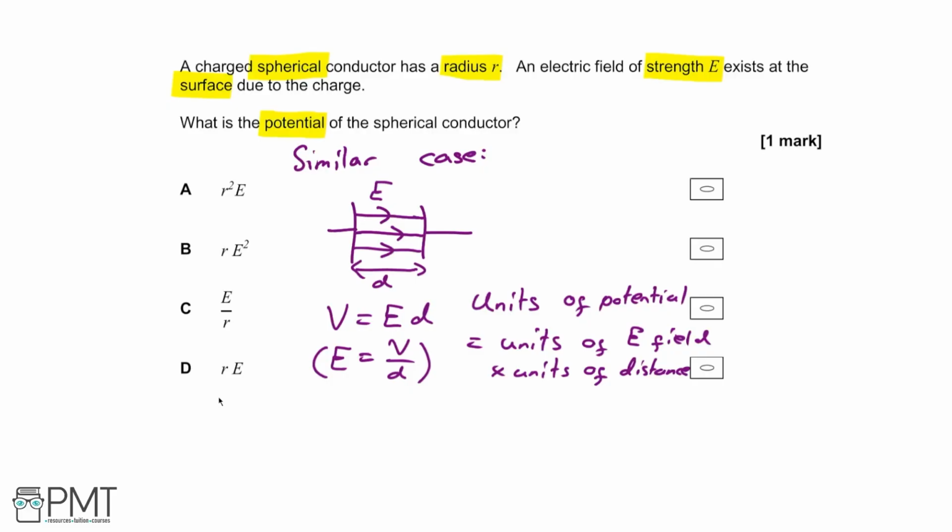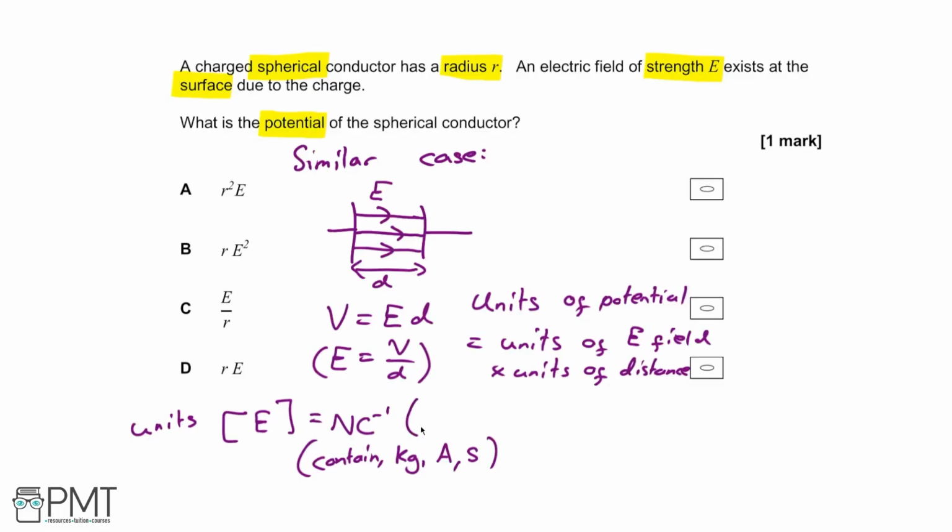Now, provided that the electric field contains more units than just the units of distance within it, specifically what I mean by that is that the units of the electric field are newtons per coulomb, which, if you express it in its base units, contains kilograms and amps, as well as seconds, then what it means is that I can't possibly form, for example, E squared, because then that would contain kilograms squared. In fact, the base units of this are kilogram meter per second cubed per amp.